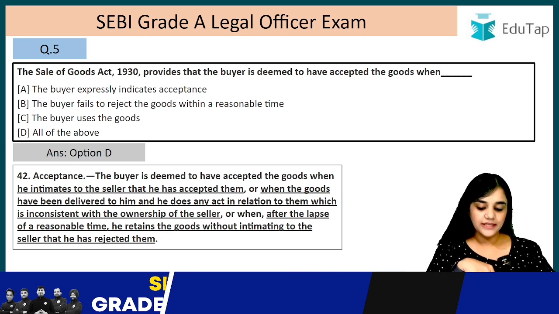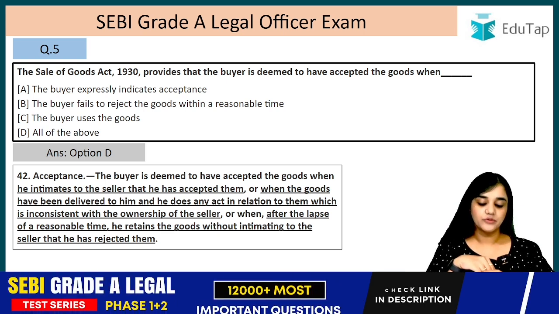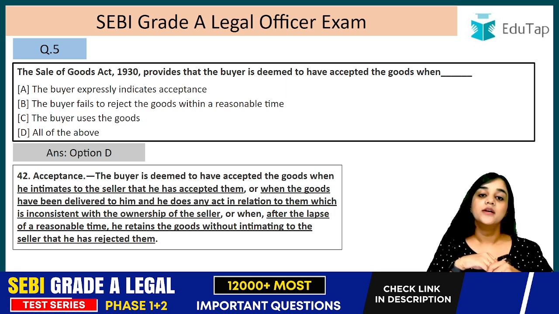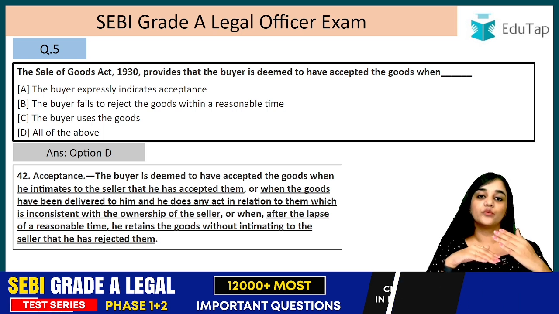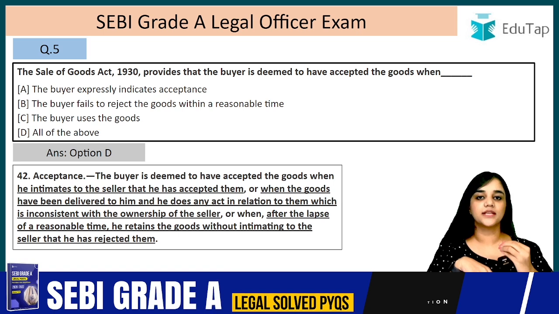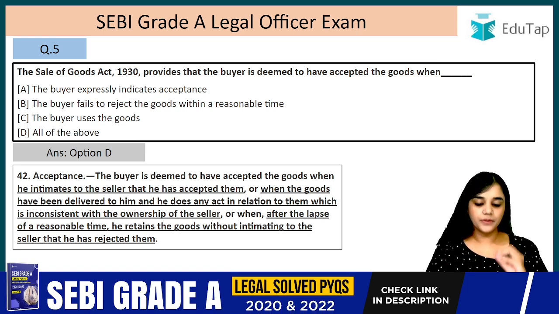Or when after the lapse of a reasonable time, he retains the goods without intimating to the seller that he has rejected them. So if he does not intimate the seller within a reasonable time that he has rejected these goods, it will be deemed that he has accepted the goods, right? Very simple. Now let's read it once again. It will be very clear.